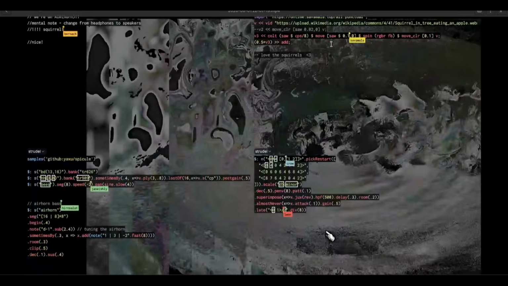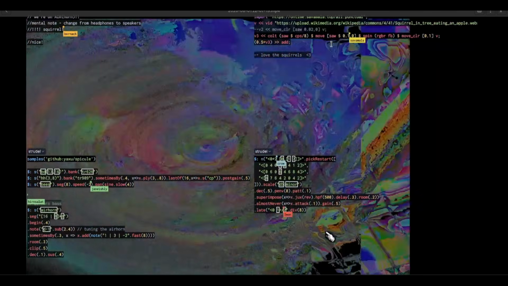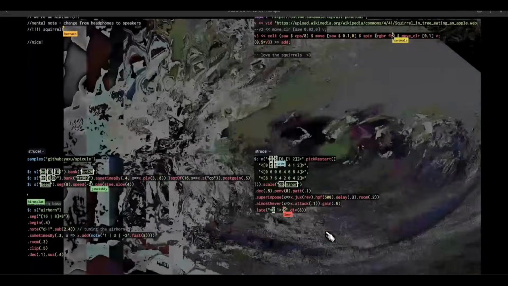Pitch envelope is a glissando. It's the glide between notes. So that sound I was just making would be a really exaggerated glissando or pitch envelope.